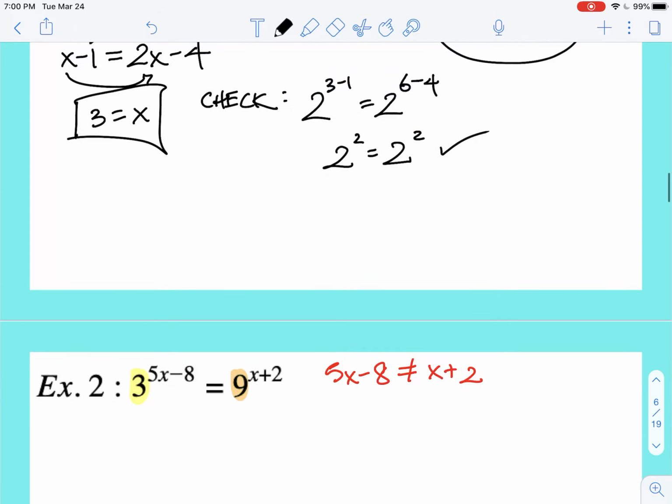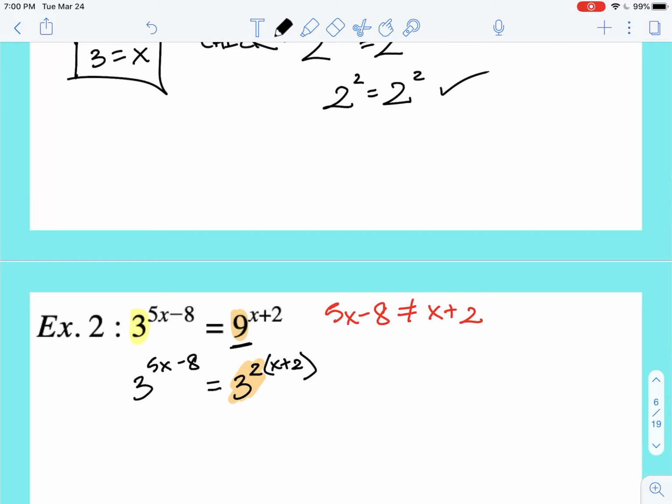What we can do, though, is make this base look like the other base. And we can do that just by thinking about another way to write 9. And another way to write 9 is 3 squared. So I can replace that thing in the orange, the 9, with the 3 squared. And I'll still have the x plus 2 in the power.